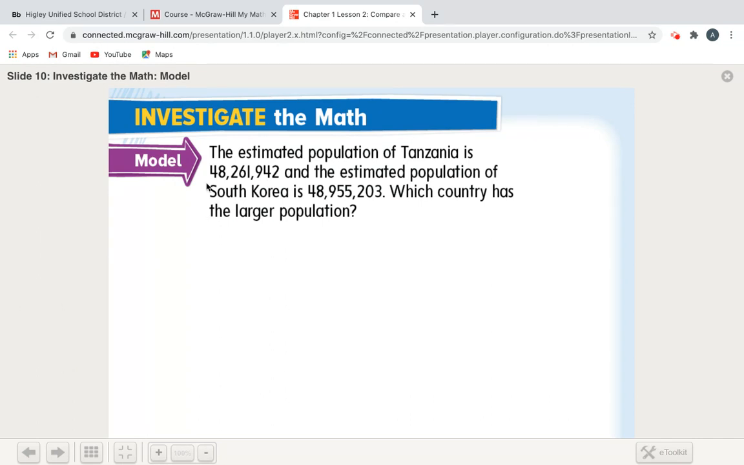So if we just go ahead and look at these numbers, we could line them up. But because there's two of them and they have the same amount of digits, you can look and go, oh, 4 and 4. Okay, that doesn't help. So go to the next digit, 8 and 8. Keep moving to the right, 2 and 9. Oh, right, 9 is greater than 2. So South Korea has the greatest population.